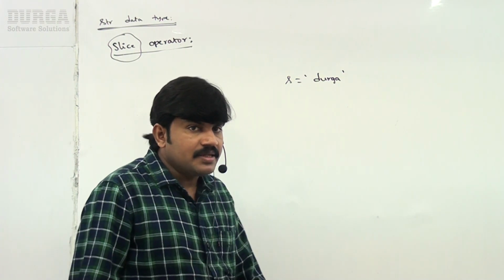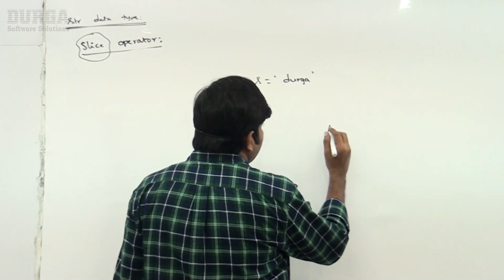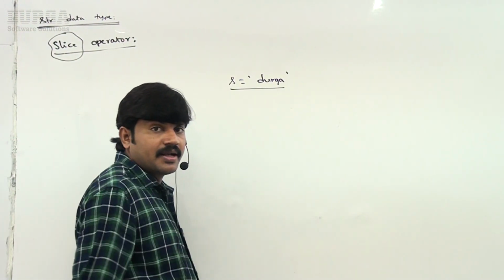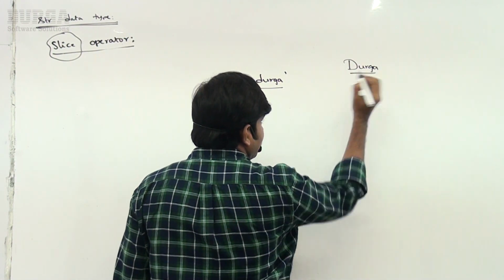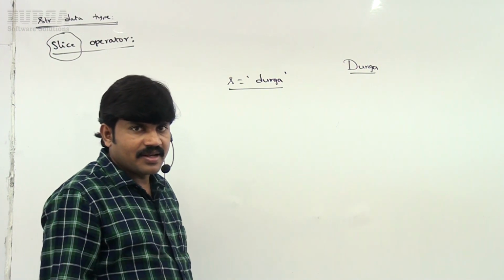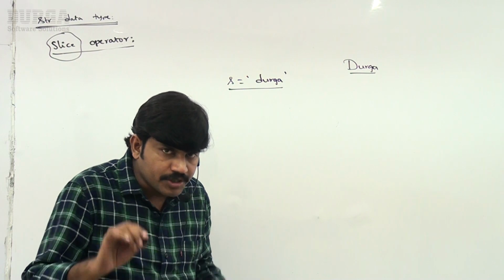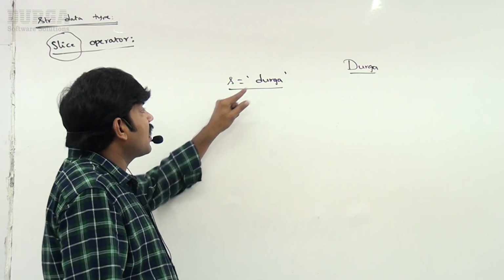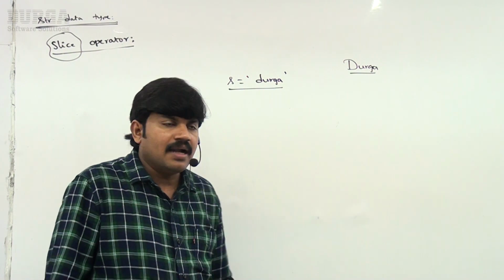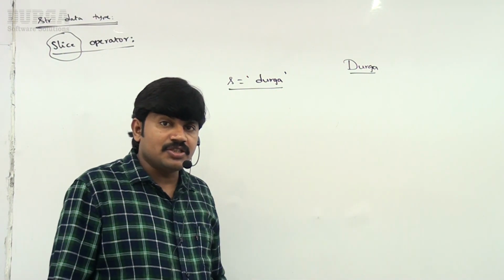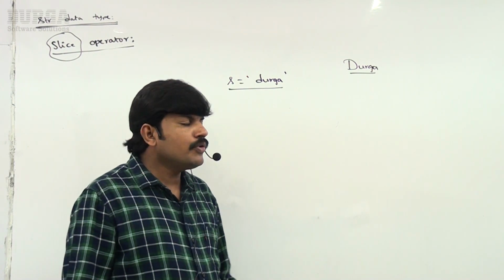My requirement is I want to convert this string into Durga, like this. Are you getting? I want to consider this as Durga. What it means is, please convert the first letter into uppercase and take the remaining as it is. How can you do that?